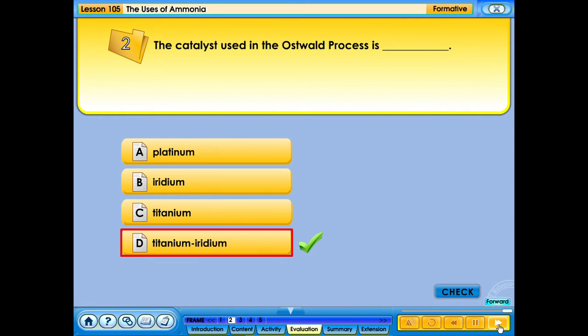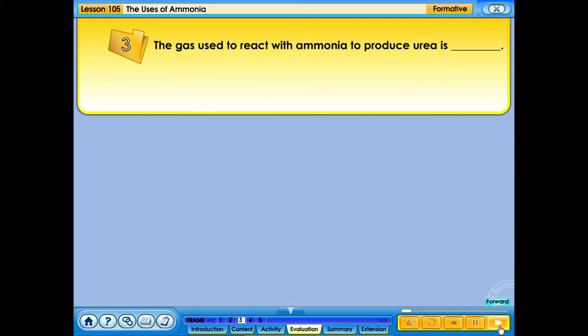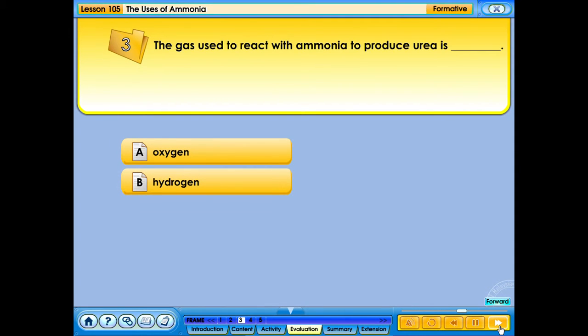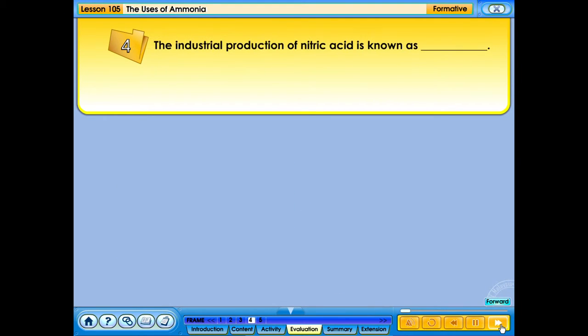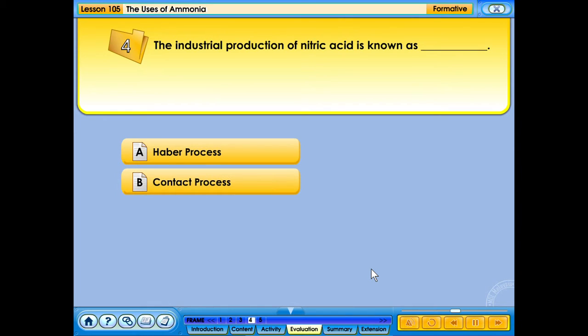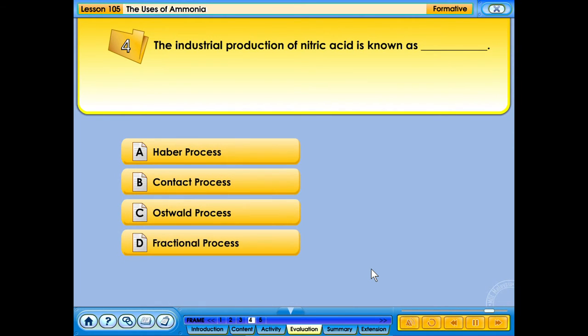Your answer is correct. The gas used to react with ammonia to produce urea is A. Oxygen, B. Hydrogen, C. Nitrogen dioxide, D. Carbon dioxide. Your answer is correct. The industrial production of nitric acid is known as A. Haber process, B. Contact process, C. Ostwald process, D. Fractional process.